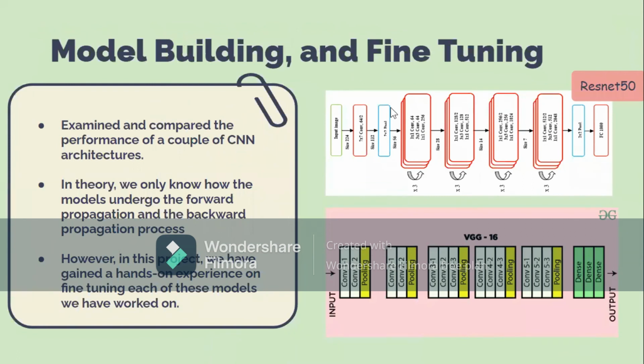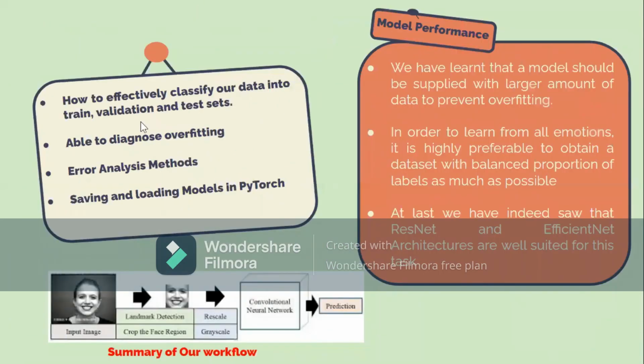In terms of model building, we have gained hands-on experience on how to fine-tune the hyperparameters of all the models we have tried. We examined and compared the accuracies of all the CNN models, because in theory, we only know the mathematical intuition behind forward and backward propagation. But here we saw with our own eyes which model is performing better. We are able to diagnose overfitting from the validation loss curve. And in order to do error analysis, we used a confusion matrix. But in order to use the confusion matrix, we had to load our models. So we studied how PyTorch saves and loads models.